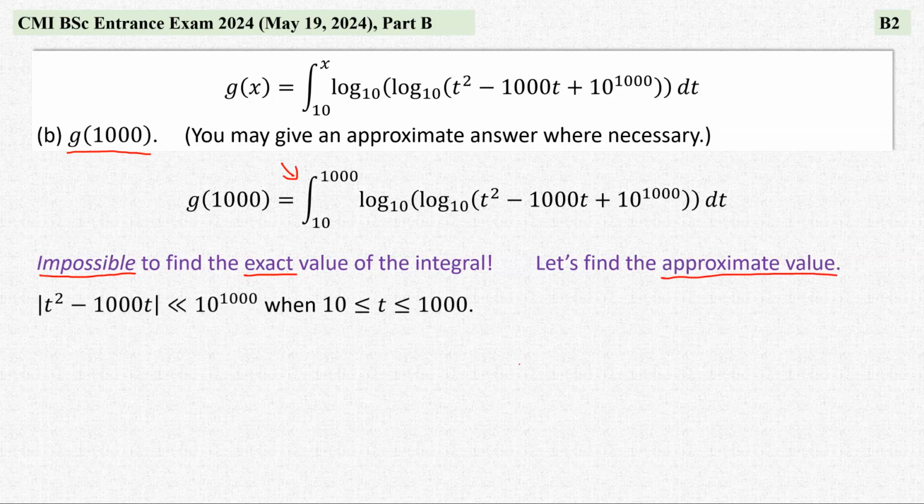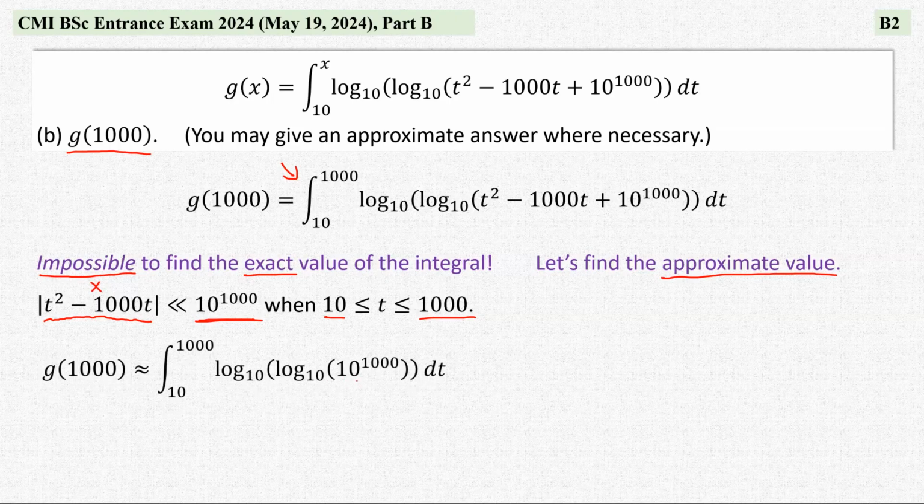The key for approximation is realizing that in our interval of integration, which is t from 10 to 1000, the magnitude of t squared minus 1000t is way smaller than the constant term, which is 10 to the power of 1000. Therefore, we can just ignore this t squared minus 1000t part and assume that the innermost quadratic function is approximately equal to its constant term, 10 to the power of 1000. So g of 1000 is approximately equal to the integral of log base 10 of log base 10 of 10 to the power of 1000 from 10 to 1000.